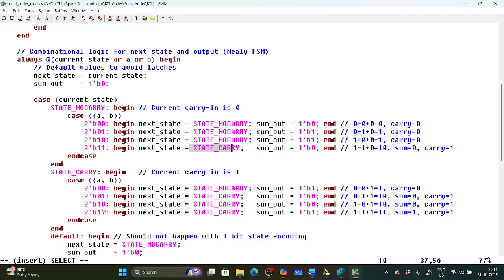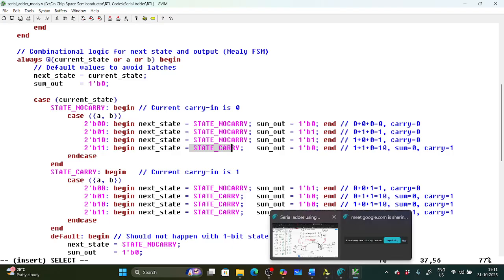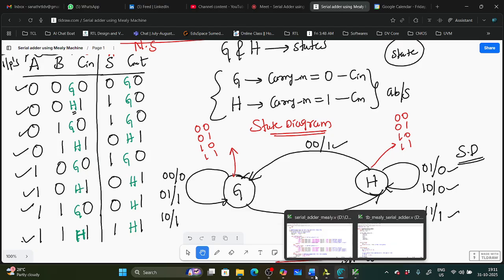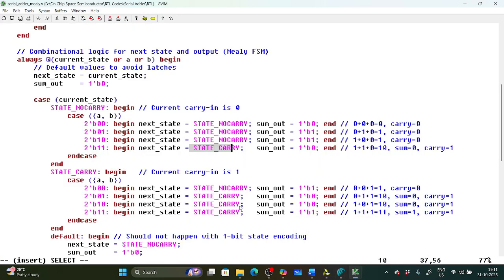And next, 2'b10. 1 plus 0 plus 1, that is 1 0. Sum 0, carry 1. Sum 0, carry 1 means 1, 0, 1. This state you see, present state is H. What is the next state? It will be going to H only. So I can say that next state equal to state carry only.